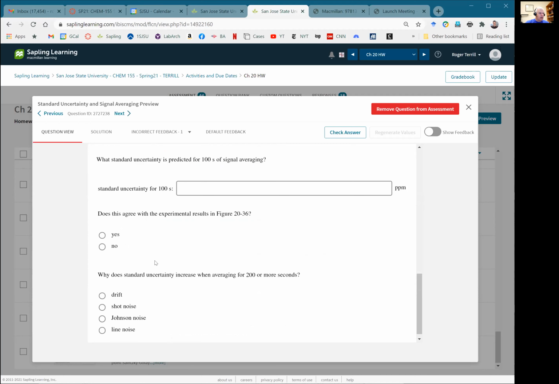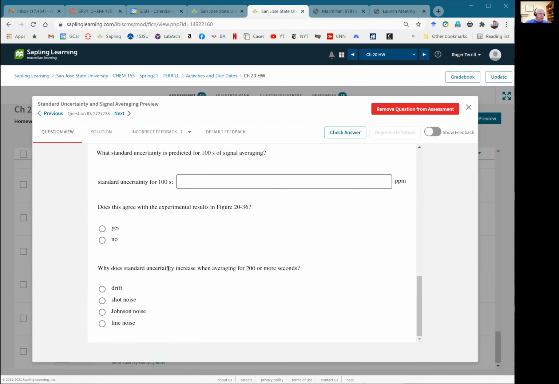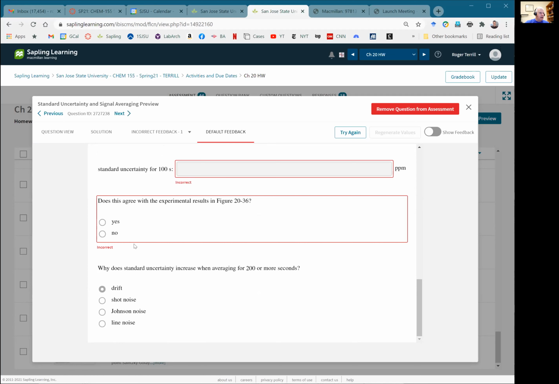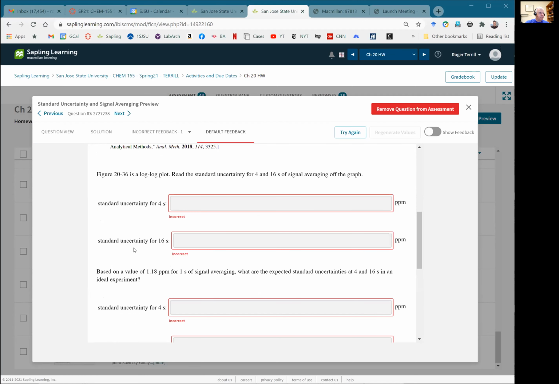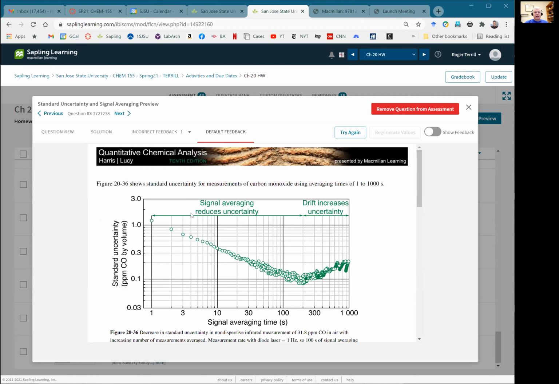And then why does it increase? Why does uncertainty increase averaging for 200 seconds or more? This is drift. So let's check that answer. So I got that one right, and I don't know about the rest. Does that help? That wasn't so helpful, was it?